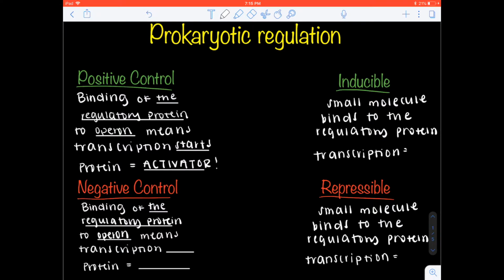In an inducible system, a small effector molecule binds the regulatory protein to turn on transcription. In a repressible system, a small effector molecule binds to the regulatory protein to turn off transcription. Each of these can be combined to describe modes of regulation, but today we're going to focus on the negative inducible system in terms of the lac operon.